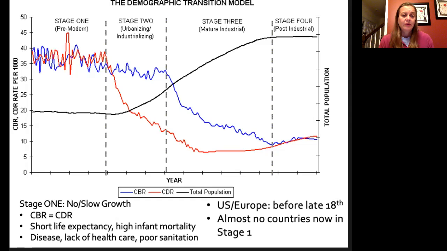In this stage, we have a very short life expectancy because food resources are scarce. We have high infant mortality, again, because of poor food access, frequently poor water access, and certainly very little medical access. There's a lot of disease and poor sanitation in this stage.